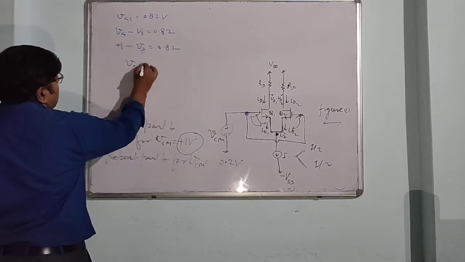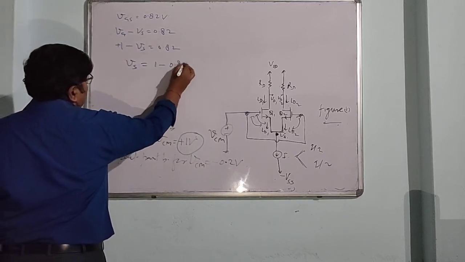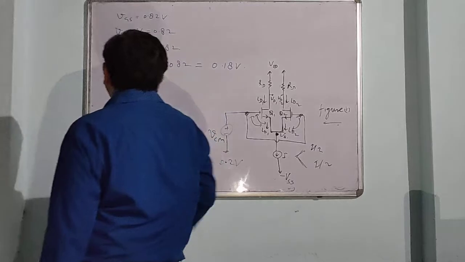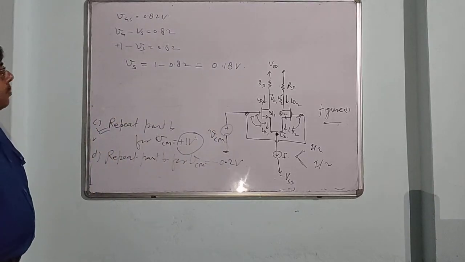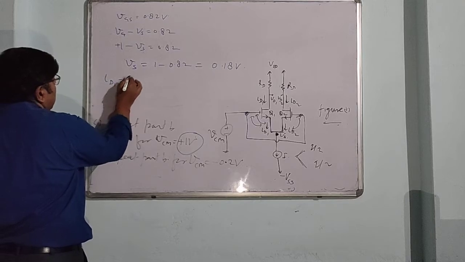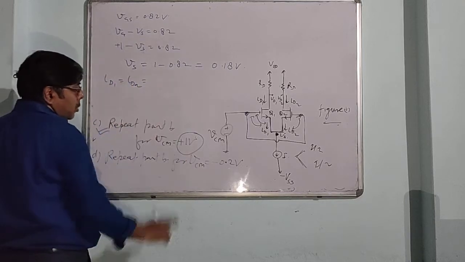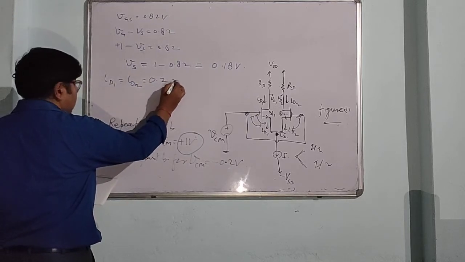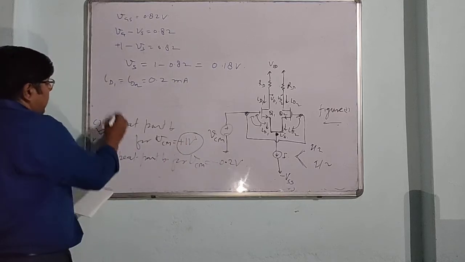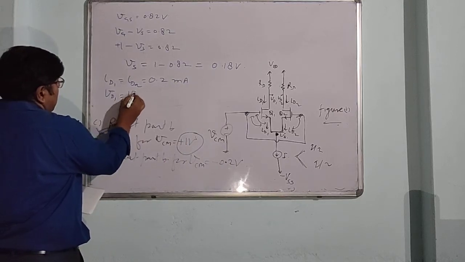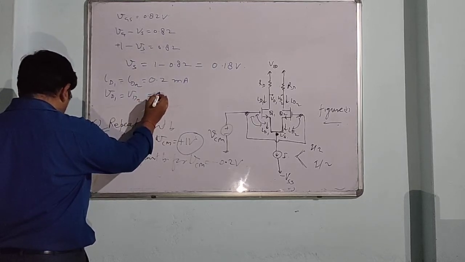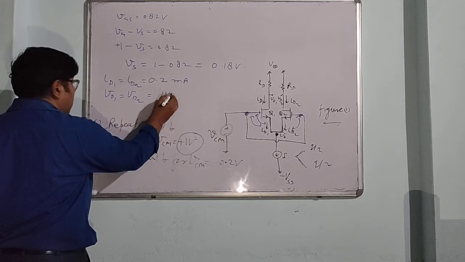Since Vs equals plus 1 minus 0.82, that is 0.18. All other things are same because current divides equally. ID1, ID2 are the same in the two parts. So this is same as in the previous part, that is 0.2 milliampere, and VD1, VD2 both are equal. This is same as in the previous part. So VD1, VD2 is also 1 volt.